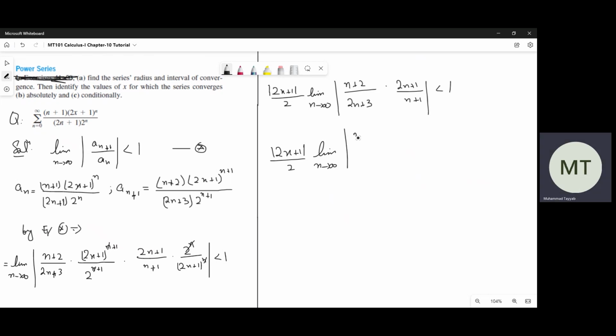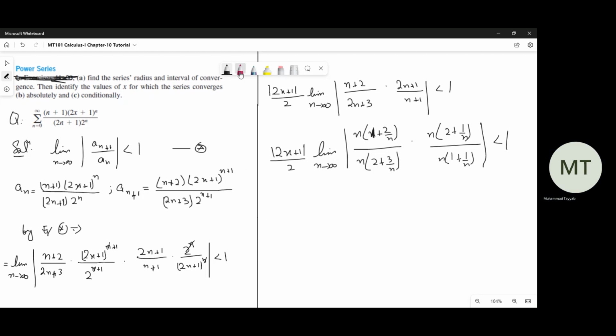So here I just take n common: n plus 1 plus 2 upon n, and here I will take the common n, 2 plus 3 upon n, times also from here 2 plus 1 upon n divided by n, 1 plus 1 upon n. This mod is less than 1. So as limit n goes to infinity, this 2 by n, something divided by infinity goes to 0. So this goes to 0, this goes to 0, this goes to 0, and this goes to 0.